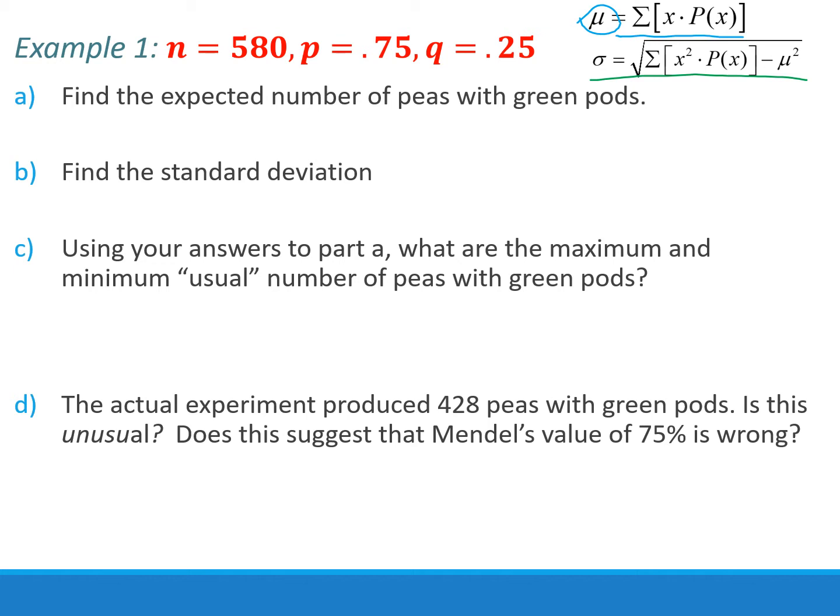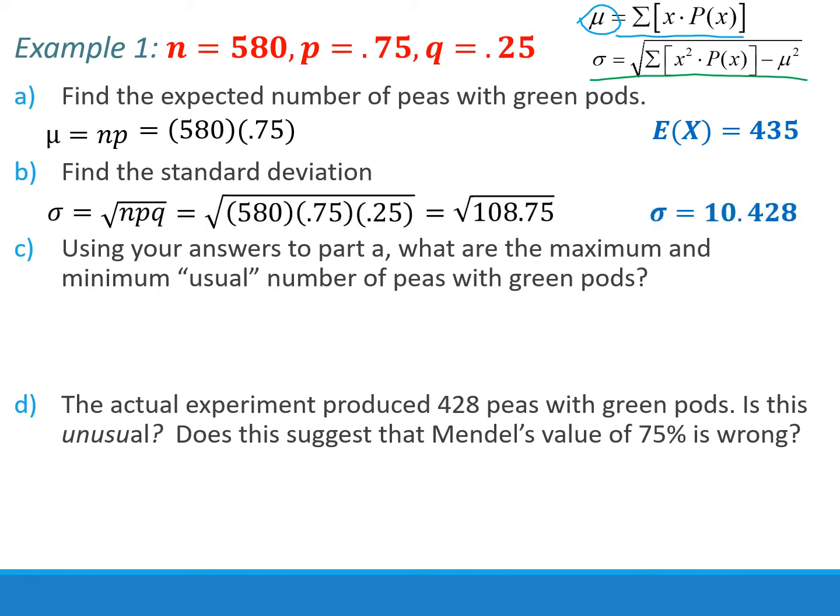Now that we know this is binomial and we know the binomial equations, we can find the mean with just n times p. That's the expected number or the expected value. Standard deviation is radical npq, and we get 10.428. So in a group of 580 offspring peas, we would expect 435 to be green and there to be a standard deviation of 10.43 green peas.